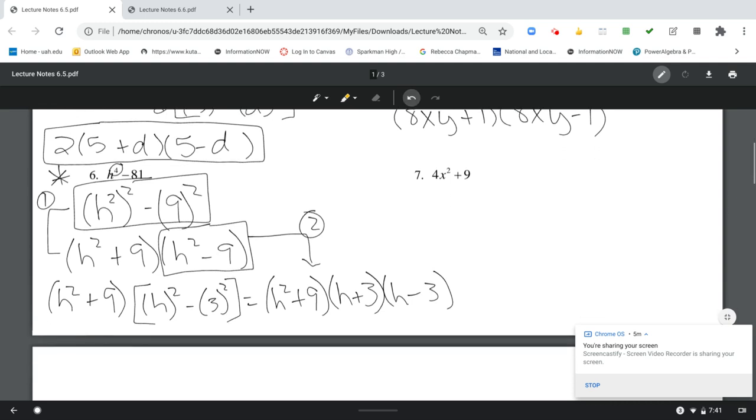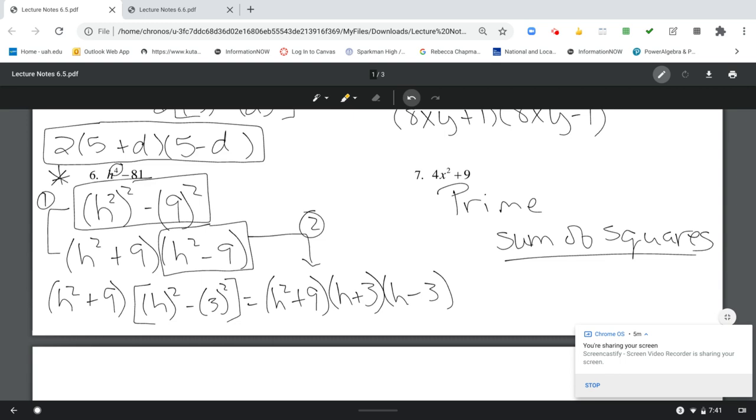Now, this is prime because this is a sum of squares, and we cannot factor a sum of squares over the set of real numbers. So we cannot do anything with number 7.